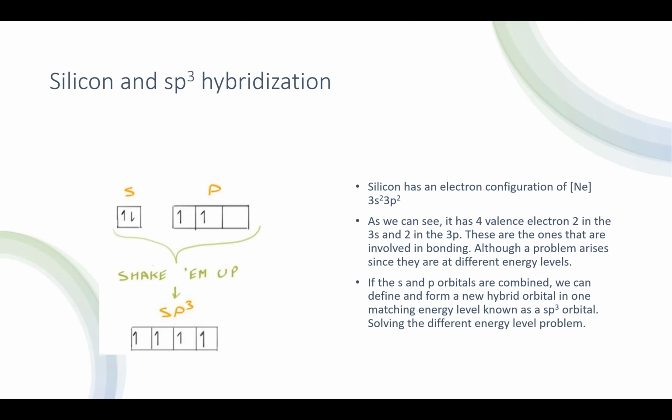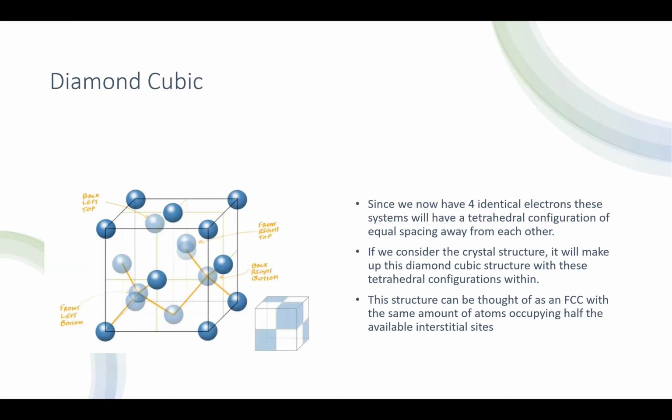So if the s and p orbitals are combined, we can define and form a new hybrid orbital at one matching energy level, and this is known as our sp3 hybrid orbital. And this solves the different energy level problem. And then this is our crystal structure for this. Since now we have 4 identical electrons, these systems will have a tetrahedral configuration of equal spacing. That's shown in this corner here.